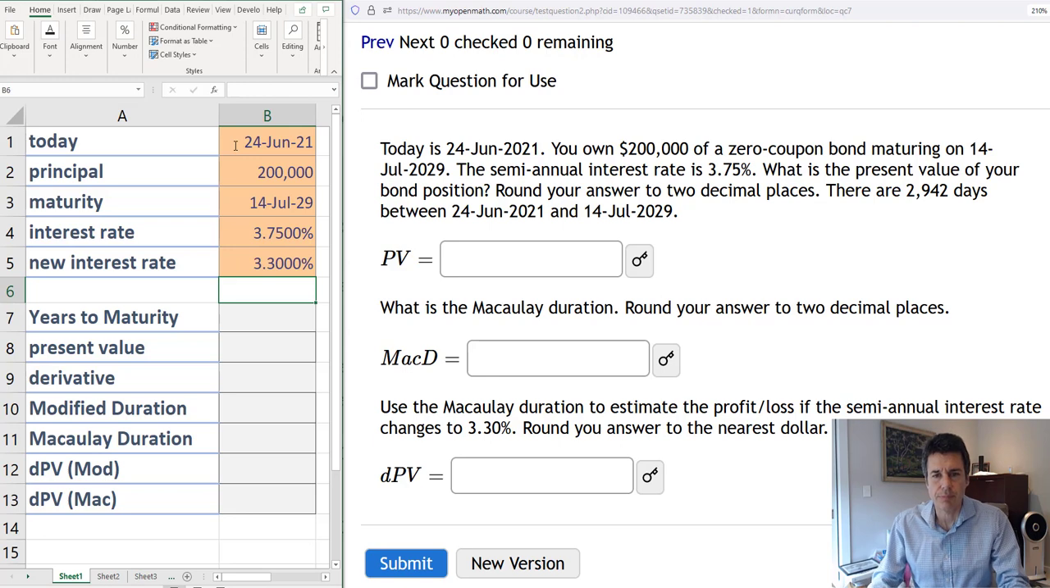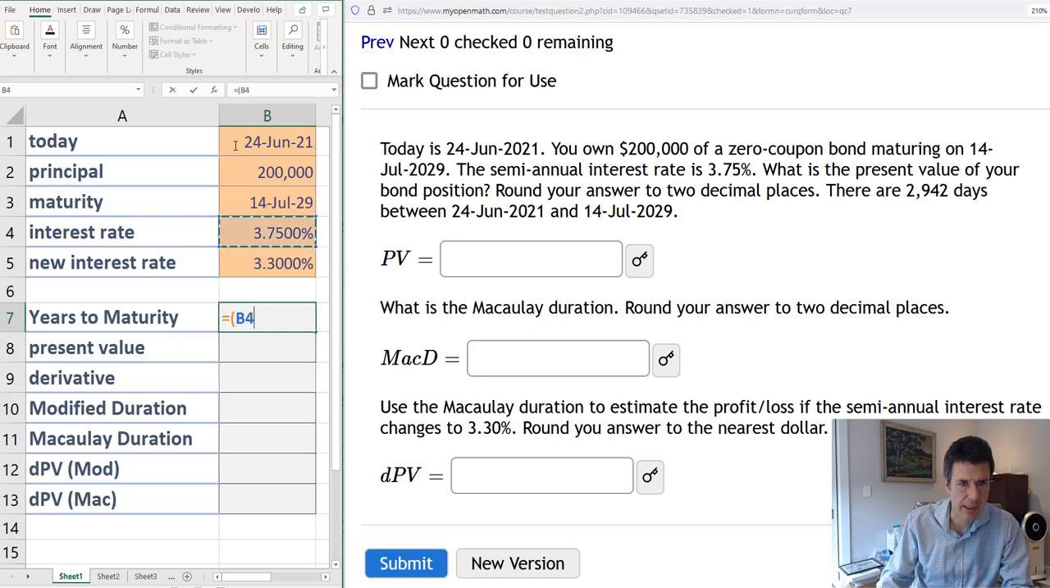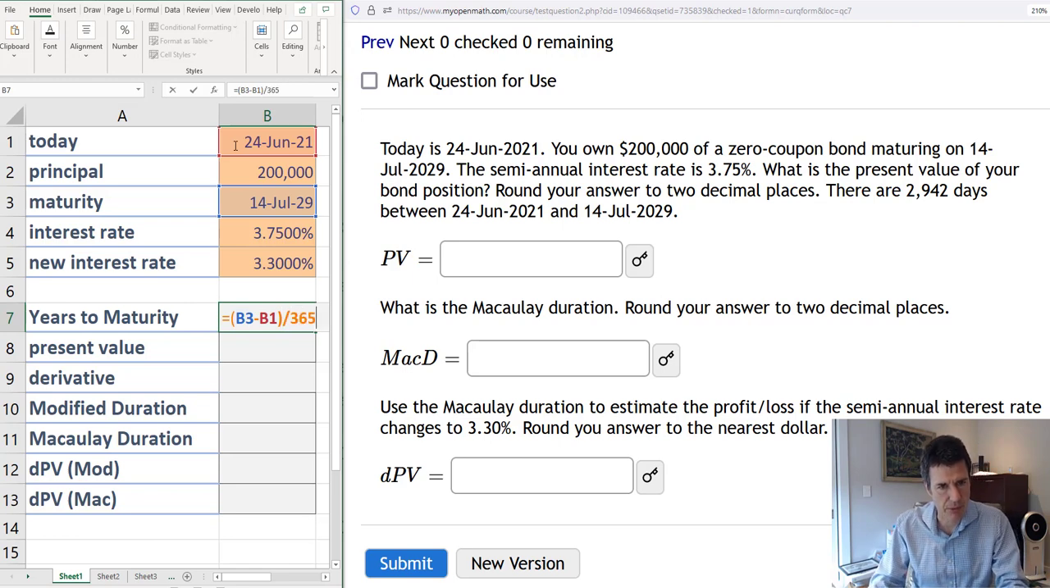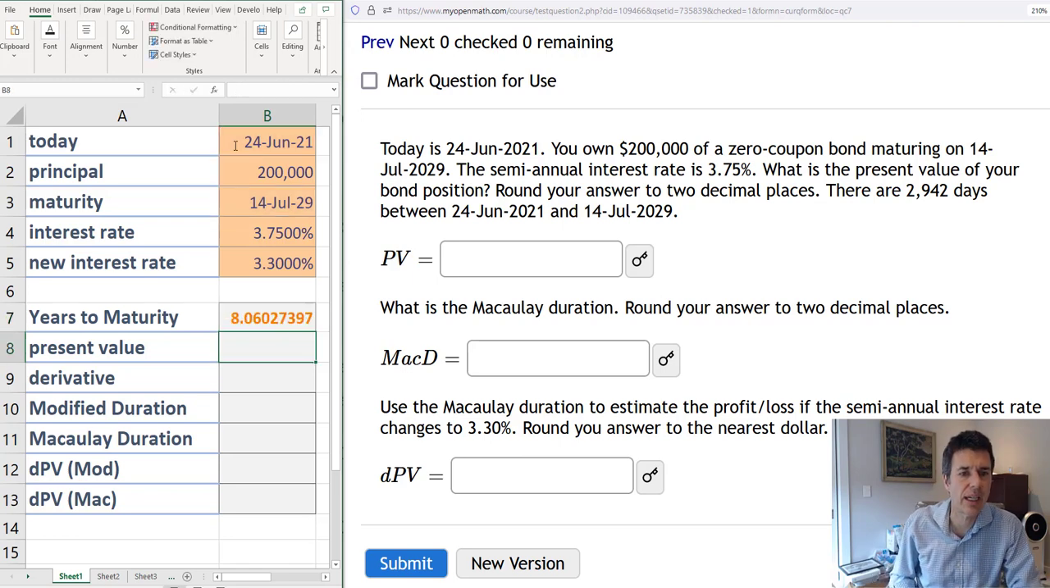Because I'm going to use this repeatedly, I'm going to calculate the years to maturity. There are 2,942 days between these two dates. I'm just going to calculate that in Excel. Remember, we can take the difference of dates in Excel, and we'll get the number of days. So we take the number of days divided by 365, and this zero coupon bond matures in 8.06 years.